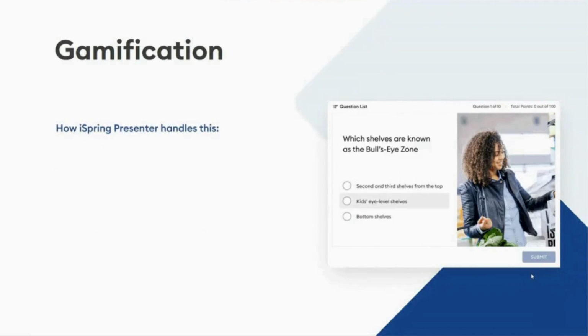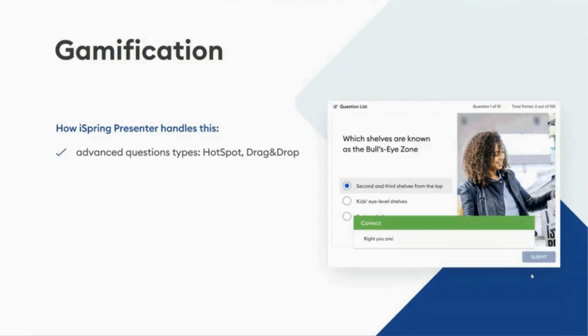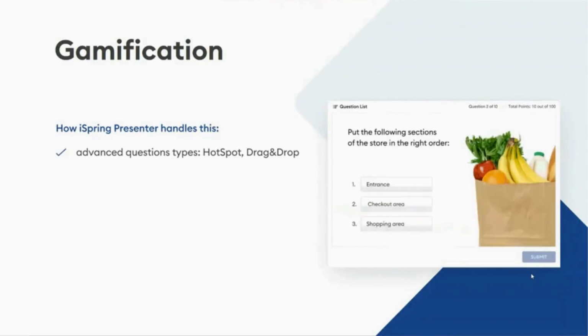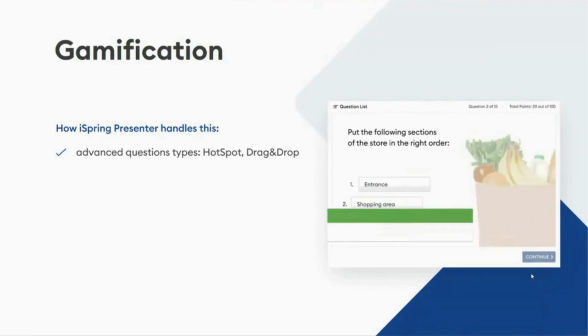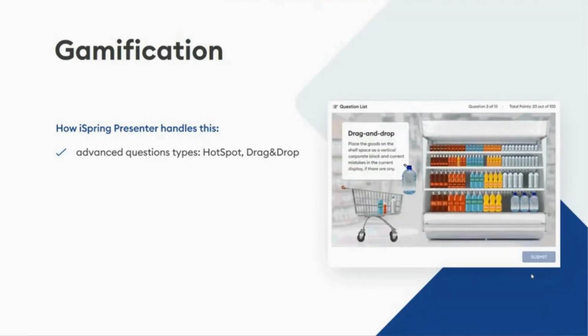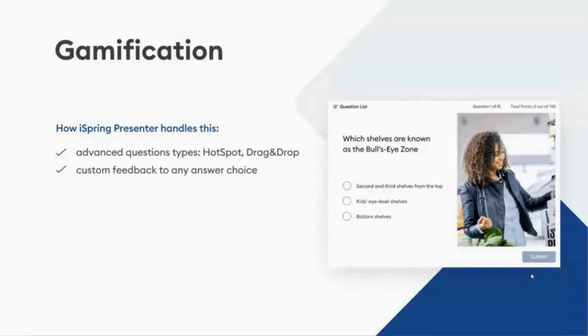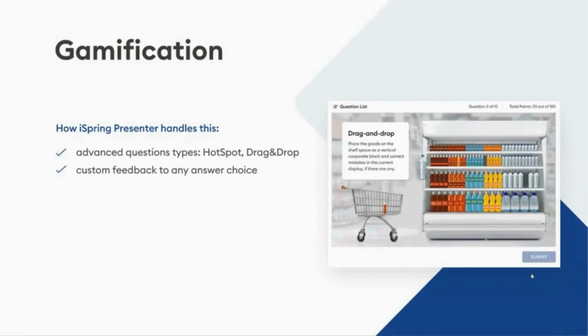And how does iSpring Presenter handle this? There are some features in the quiz tool in iSpring Presenter that will gamify your content, such as advanced question types like hotspot and drag and drop, where your learners will have to bring the subject to the correct position. Custom feedback to any answer choice helps your learners understand the topic better.